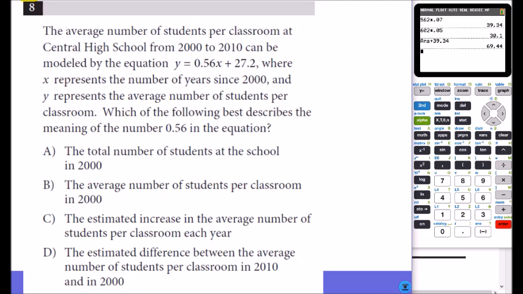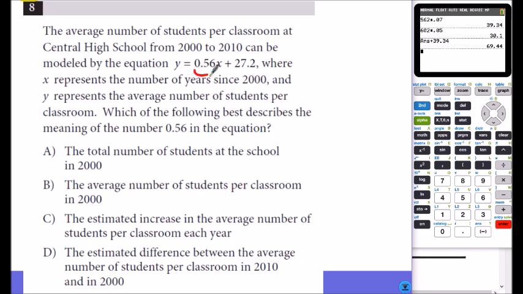Number 8. The average number of students per classroom at Central High School from 2000 to 2010 can be modeled by the equation y equals 0.56x plus 27.2, where x represents the number of years since 2000 and y the average number of students per classroom. Which of the following best describes the meaning of the number 0.56 in the equation?